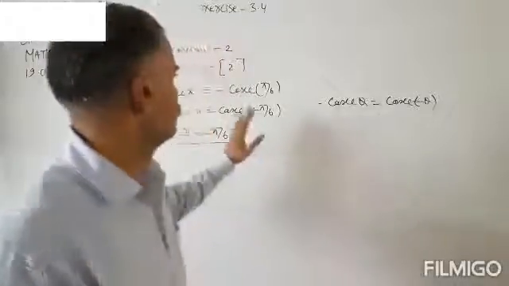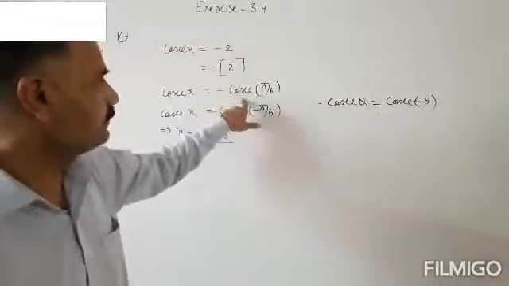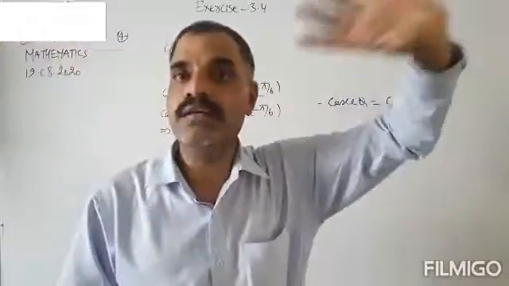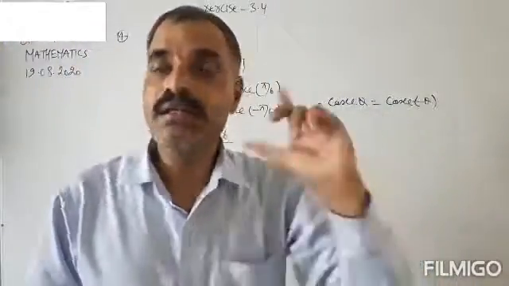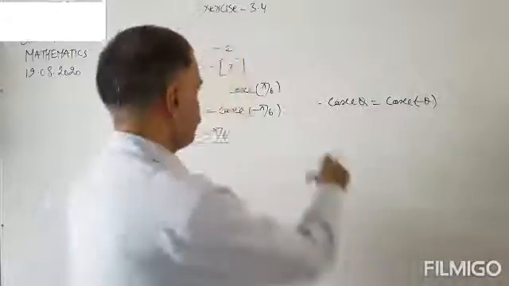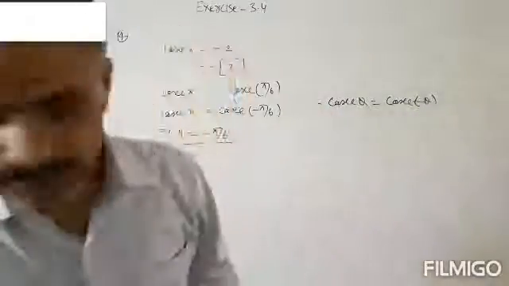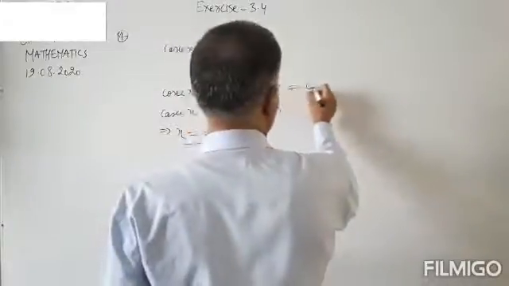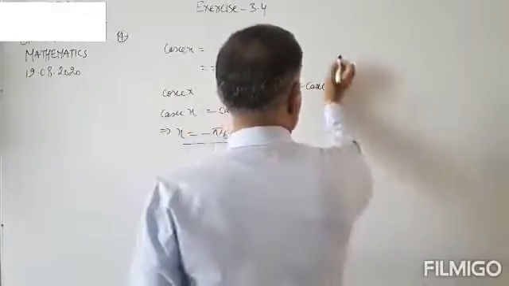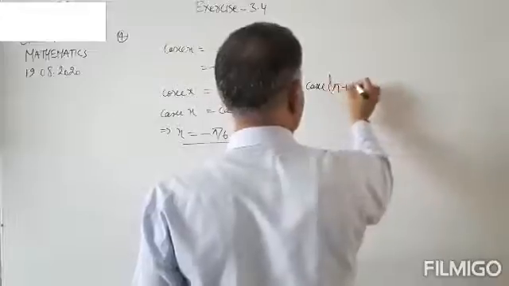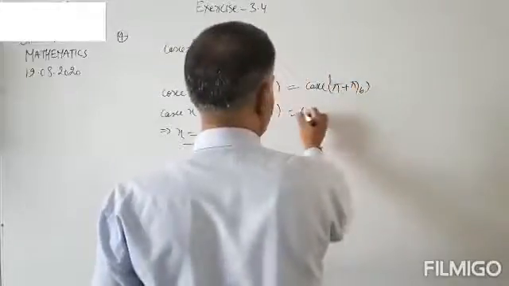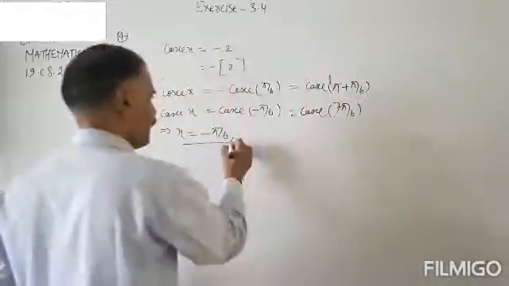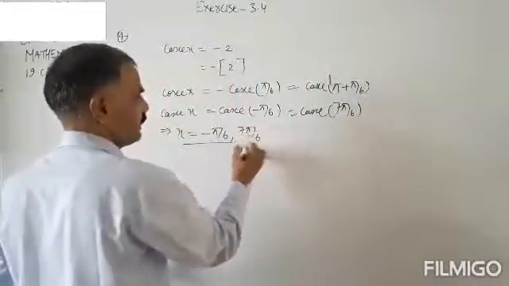Now the value of cosec is negative, and the value of cosec is also negative in the third quadrant. So in the third quadrant, this angle is equal to pi plus pi by 6, that is equal to 7 pi by 6. So x is also equal to 7 pi by 6.